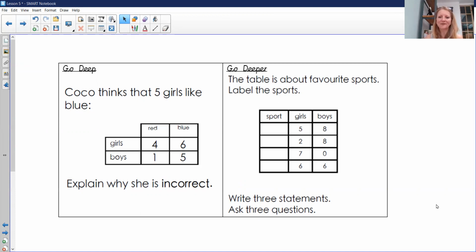And then for your Go Deeper, I know some of you enjoyed doing these ones the other day. The table is about favourite sports today. Label what the sports could be. So you need to think of 4 sports, and then write 3 statements and ask 3 questions. So give 3 pieces of information that you can interpret from the table, and then ask 3 questions.